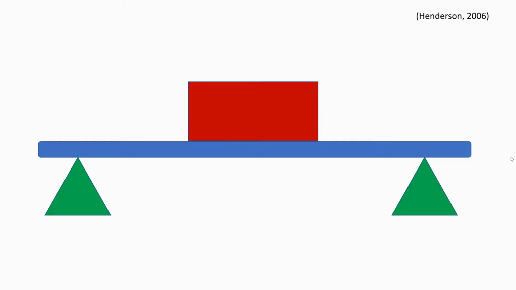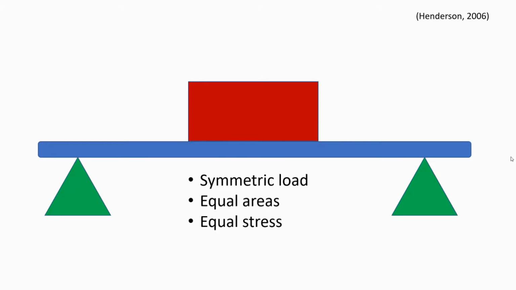In this diagram, the blue rectangle represents an animal's trunk. The green triangles represent the animal's feet, and the red represents the animal's center of mass. Here, the center of mass is central to the trunk, and the feet are equidistant to the center of mass. In this arrangement, you would have an animal with a symmetrical load underfoot: equal areas, equal stress, because pressure equals force over area. And that same concept can be carried through to here.